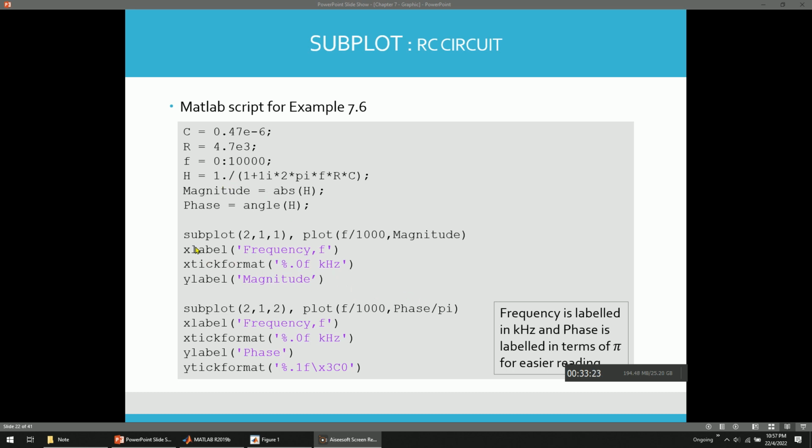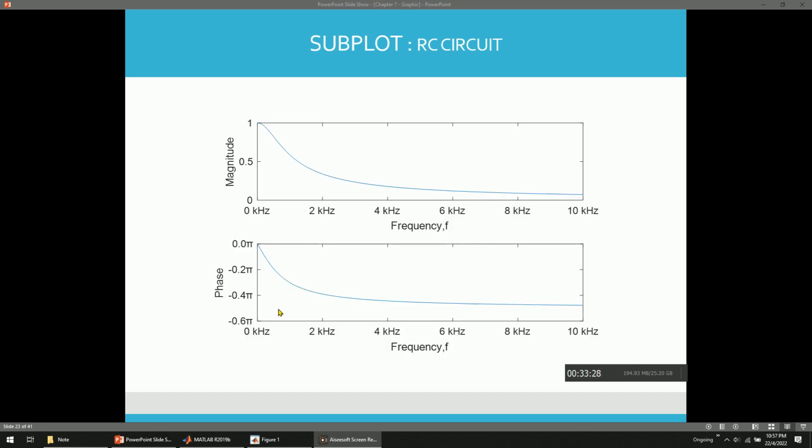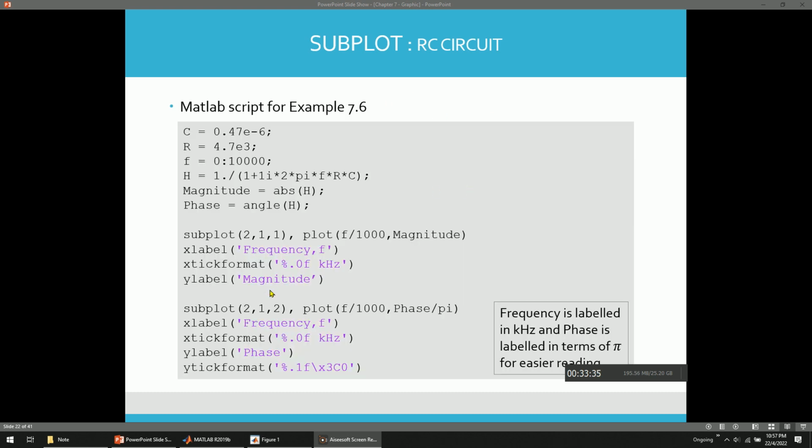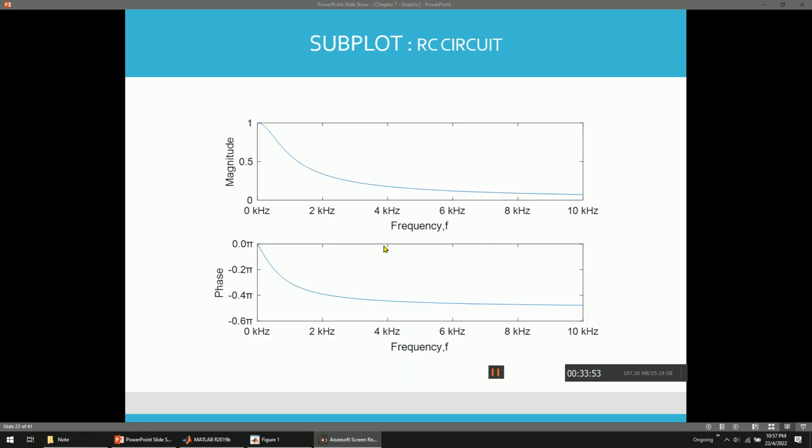And then of course you have to use subplot 211 and 212, which means you have two rows and one column of subplots. Then plot F divided by 1000. So why is F divided by 1000? Basically because of the unit.